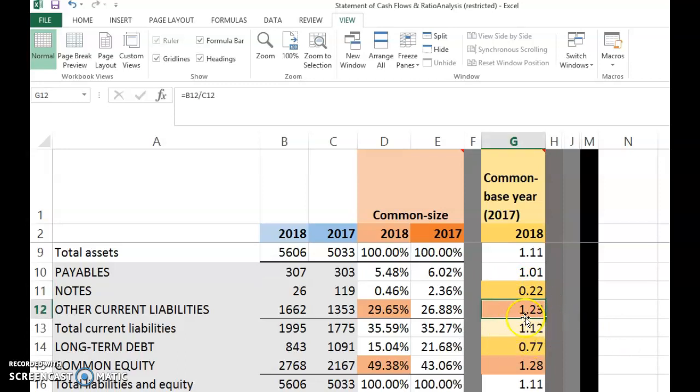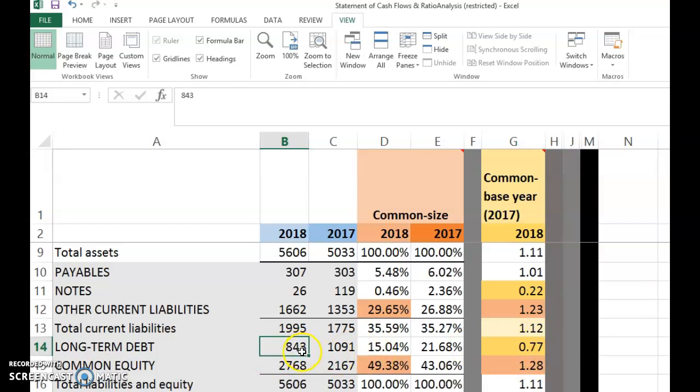So this you can highlight. For example, here I've highlighted this. This is 1.23. This is 1.28. These two are large items. That means there's a huge increase in the value of that item in the year compared to the base year. So this common equity has increased quite substantially, and also other current liabilities has increased substantially, 1.23. So how do you interpret this 1.23? It indicates that the other current liabilities item in 2018 is 1.23 times the value of other current liabilities in the base year, which is 2017. So the value is 1353.